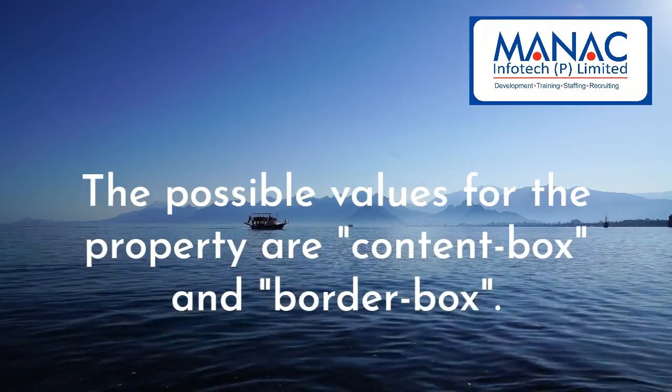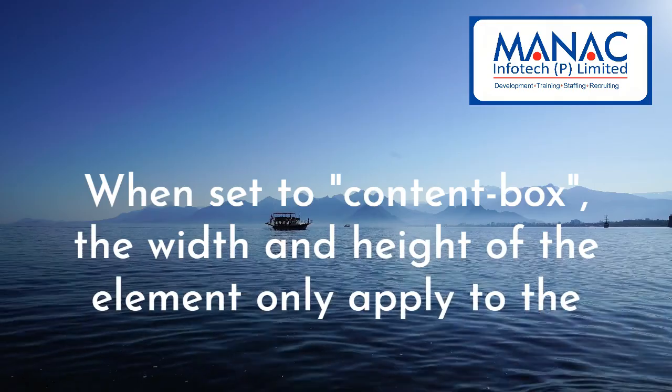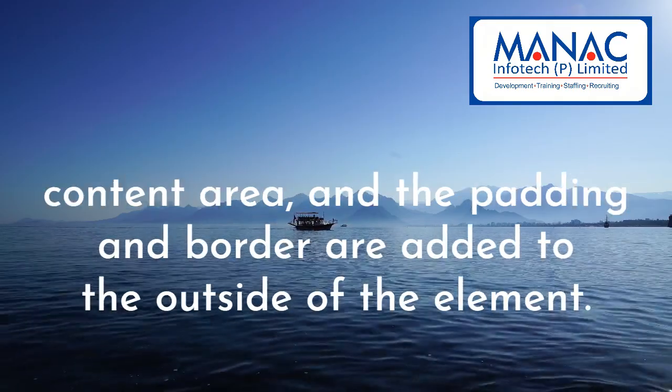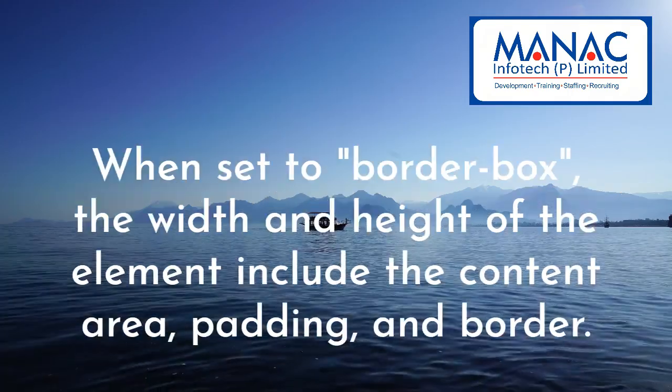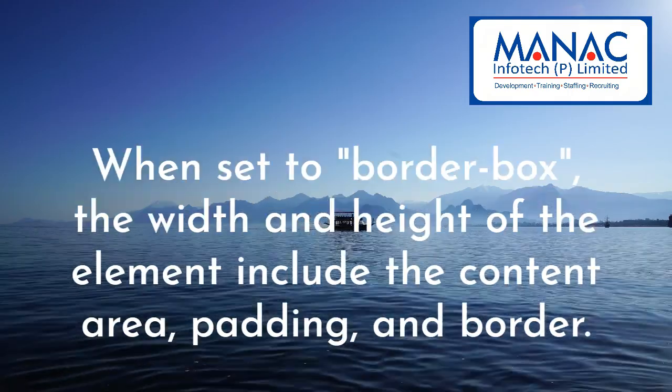The possible values for the property are content-box and border-box. When set to content-box, the width and height of the element only apply to the content area, and the padding and border are added to the outside of the element. When set to border-box, the width and height of the element include the content area, padding, and border.